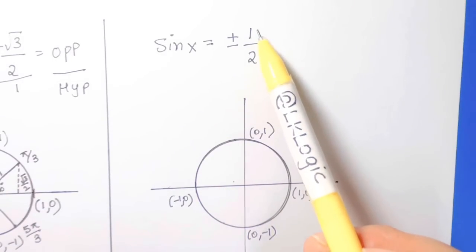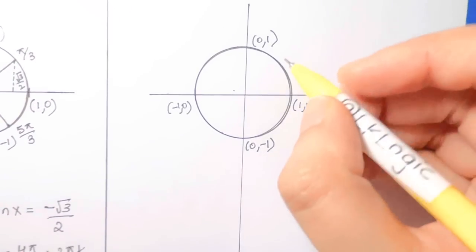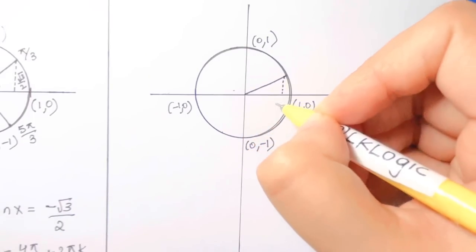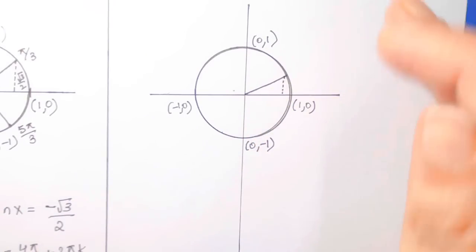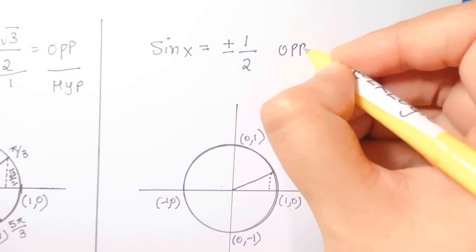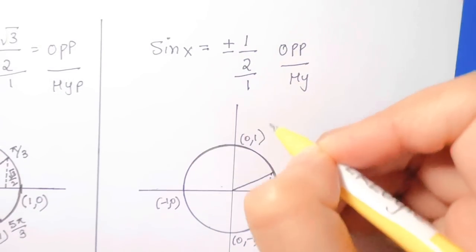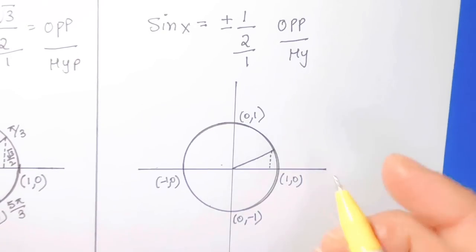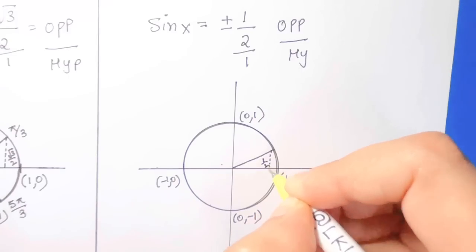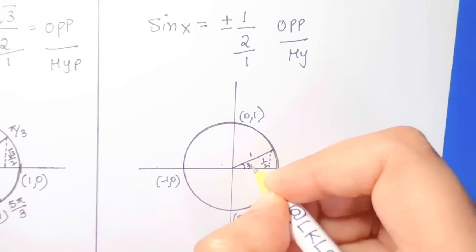Sin x equals plus or minus 1/2. We have drawn a unit circle. Here we're going to draw a line, and this is opposite. Now again the same thing. Sin x is equal to opposite by hypotenuse. Opposite is half and hypotenuse is 1. So let's plot it here. This is half and this is hypotenuse 1. This angle is 30 degrees.